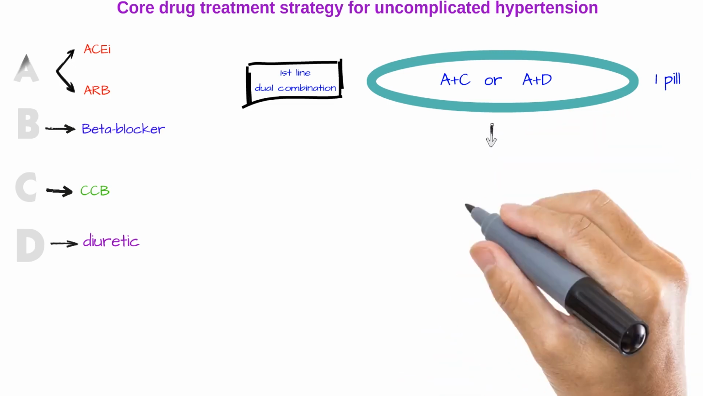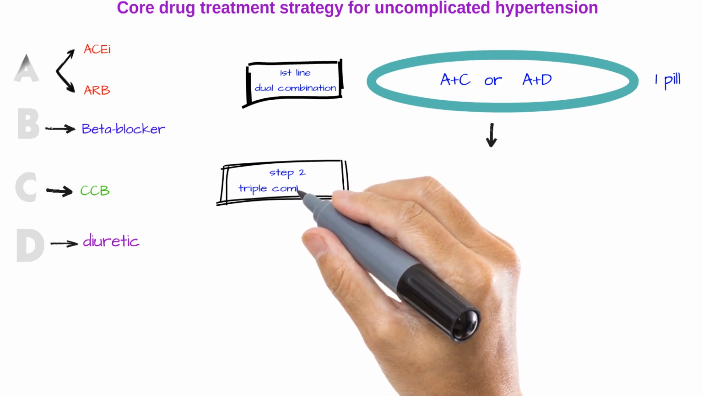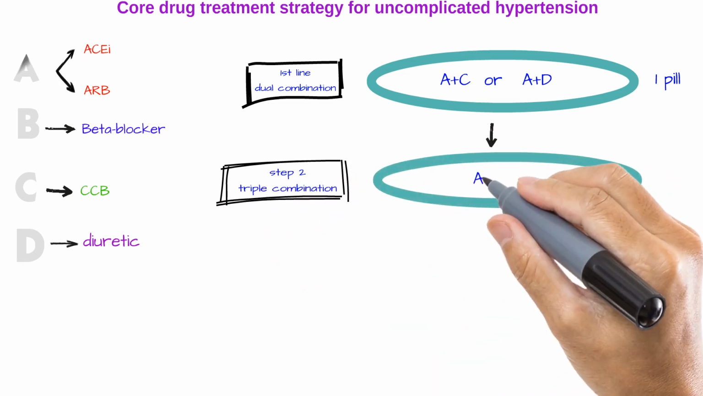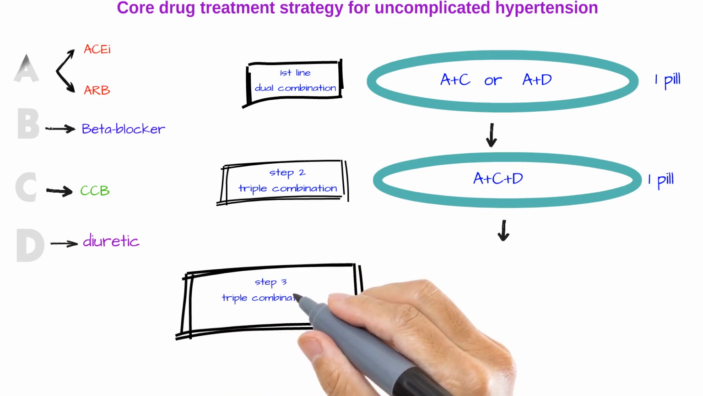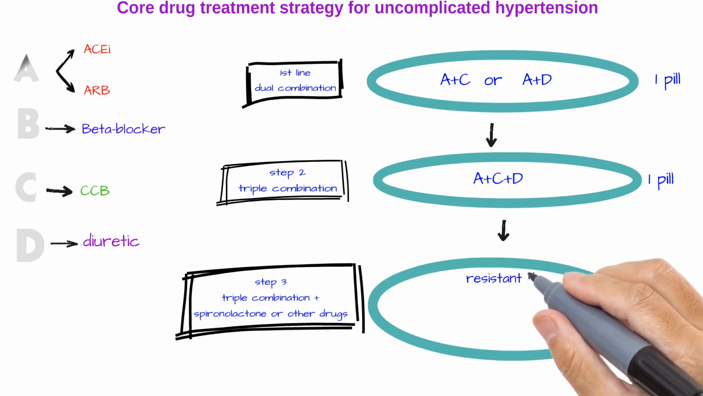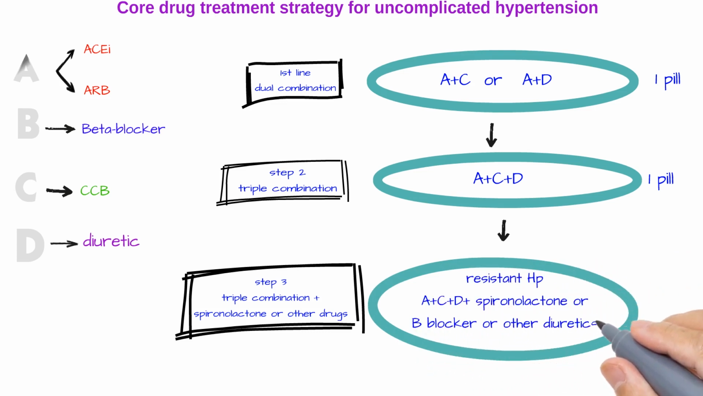Second step, when A plus C or A plus D is not effective, we make a triple combination A plus C plus D in one pill. If the second stage didn't work, we call it resistant hypertension, and we prescribe a combination of A plus C plus D, plus we add another drug like spironolactone or beta blocker or other diuretics.